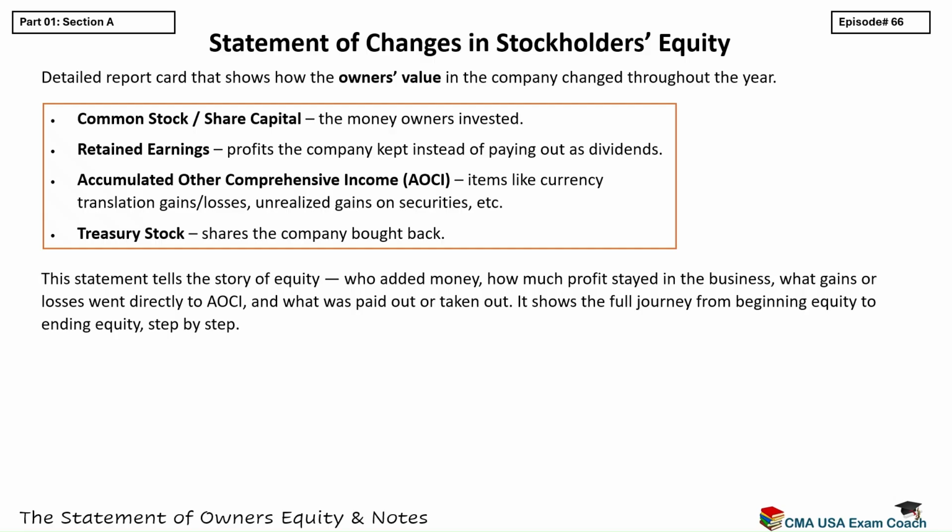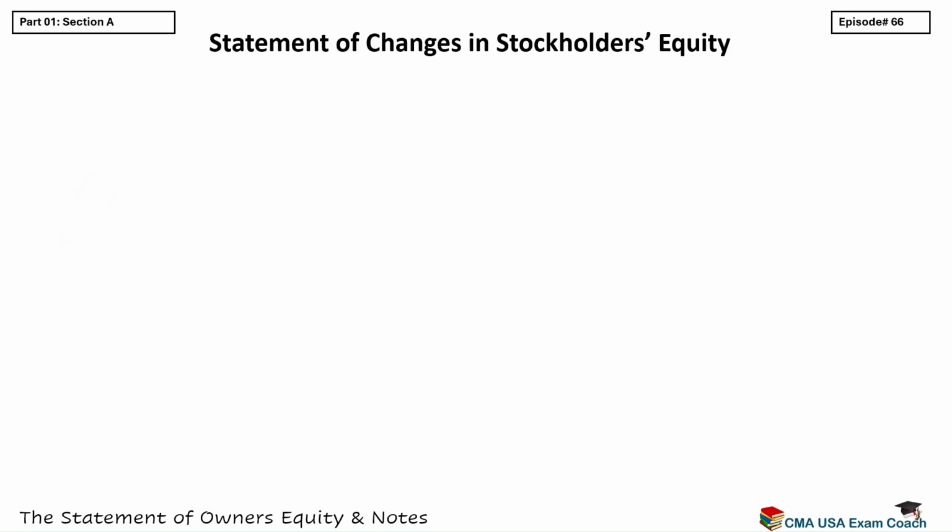So basically, this statement tells the story of equity: who added money, how much profit stayed in the business, what gains or losses went directly to AOCI, and what was paid out or taken out. It shows the full journey from beginning equity to ending equity, step by step. Stockholders' equity is simply the owner's share of the company. It's made up of several accounts, and each one tells a different story about how the company is funded and how it has performed over time. Let's break down each component clearly.